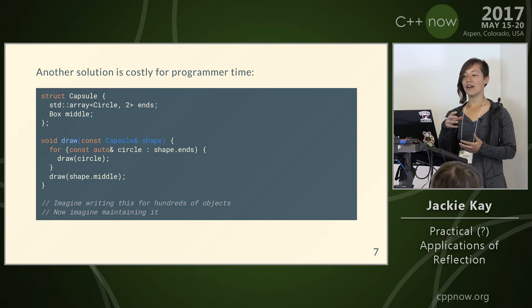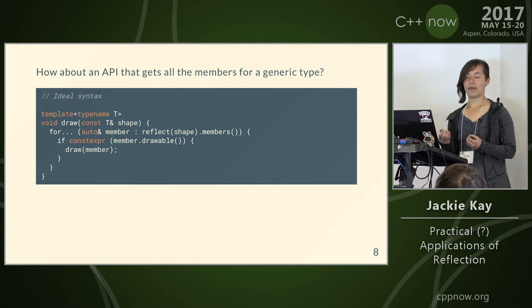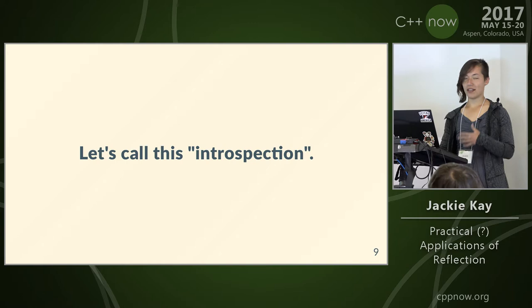So it seems like maybe there's a mechanism we're missing. How about an API that could take the members of a given generic type, from which we could derive this generic function? We could look at whether the members of our type conform to a certain concept at compile time, and then if the draw function was defined, which we determine by some compile-time predicate, invoke the draw function and render our primitive shape. I'm going to call this introspection. I'm going to explore what introspection is, what different solutions there are in the language today, and what the future proposed solutions for maybe C++20, maybe C++23 will look like.